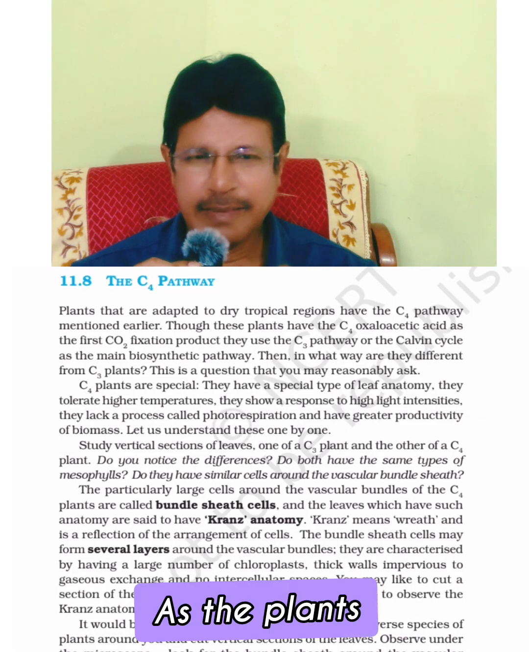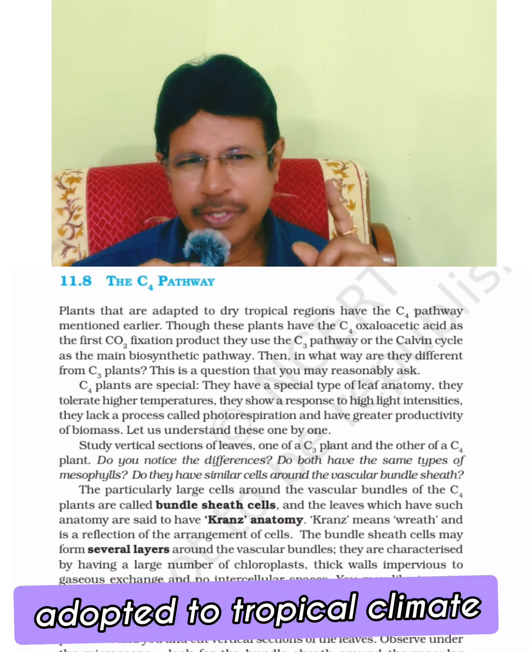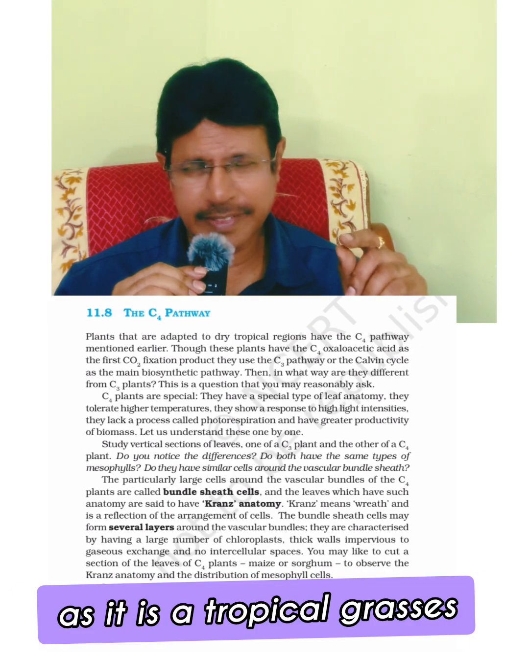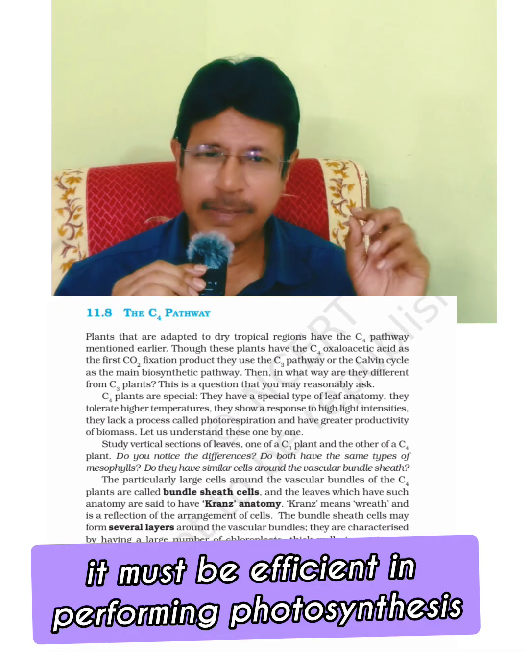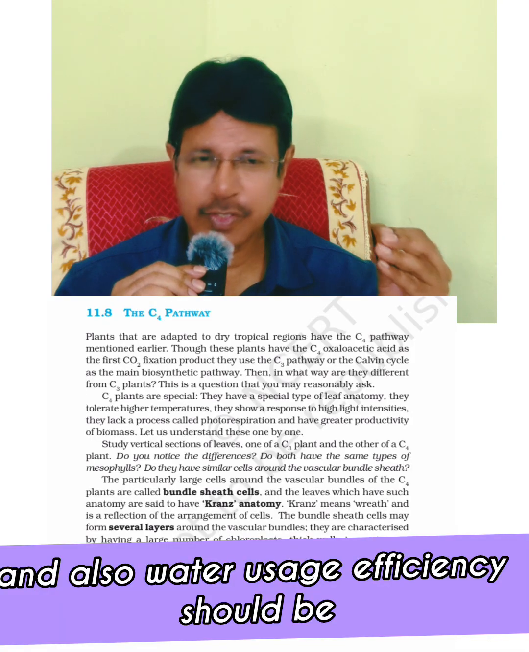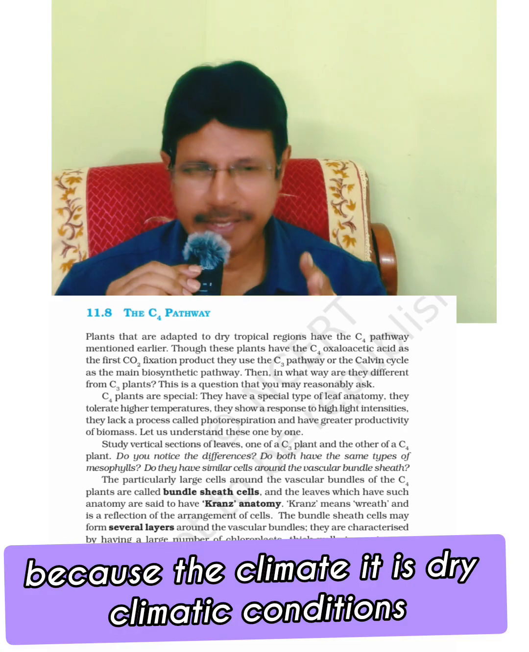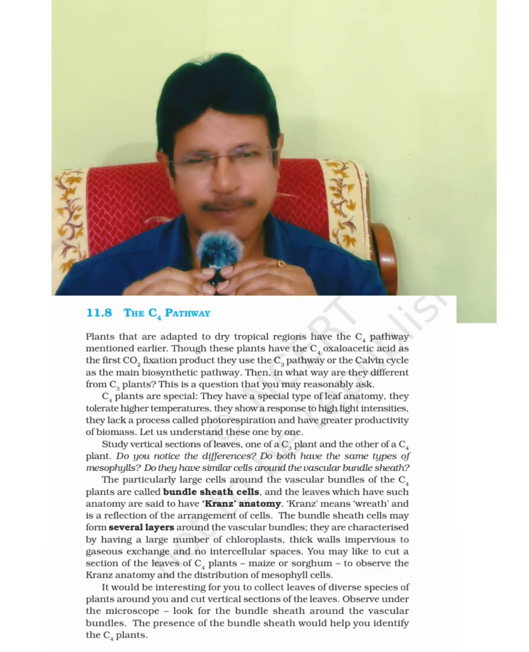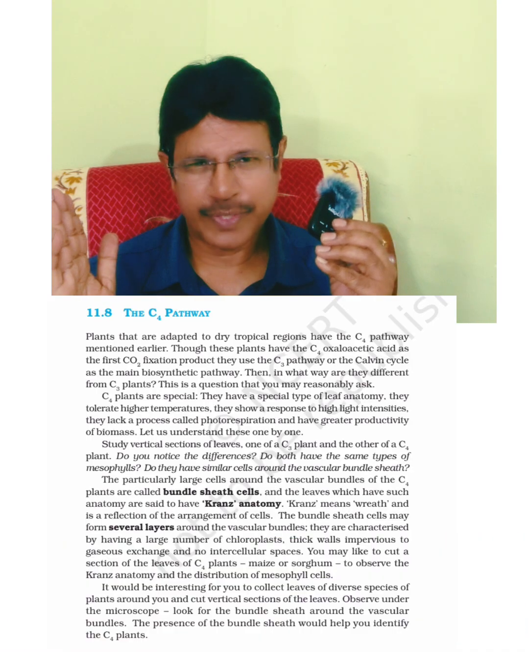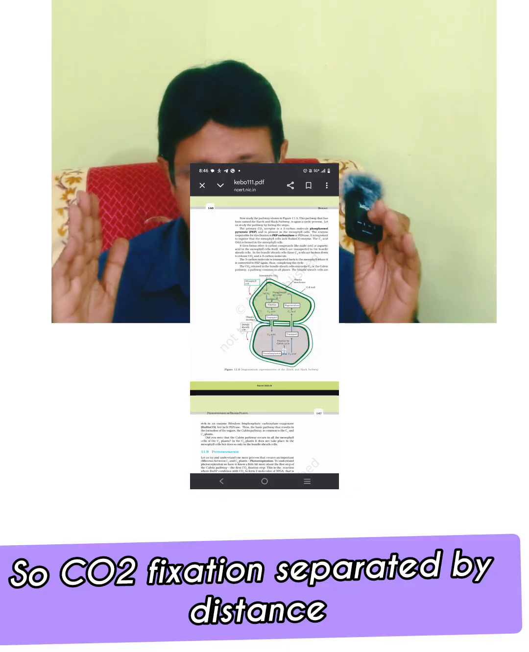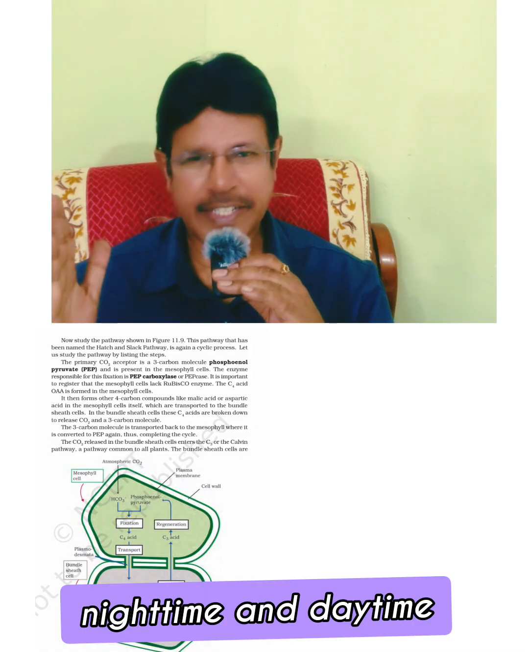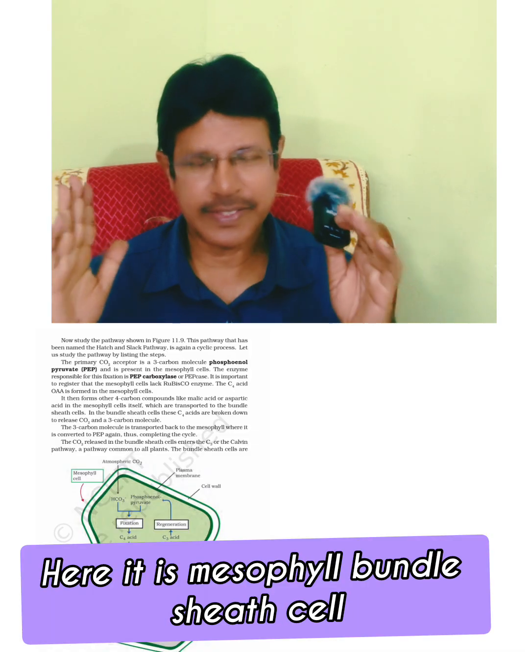Next, as the plants are adapted to tropical climate, that is, as they are tropical grasses, they must be efficient in performing photosynthesis, and water usage efficiency should also be high because the climatic conditions are dry. In this, carboxylation occurs in mesophyll as well as bundle sheath cells. So CO2 fixation is separated by distance. But in CAM plants it is separated by time, night time and daytime. Here it is mesophyll and bundle sheath cells.